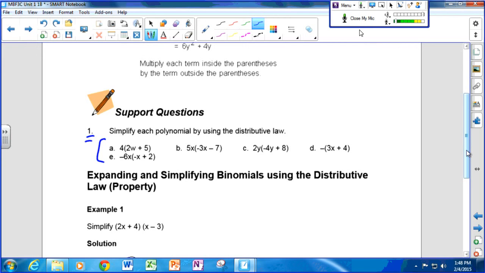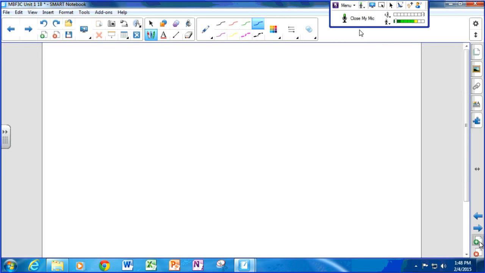So this is 1b here, so it's 5x. Now I'm just going to make a blank page. You can still look at your handout here. So this is support question 1, sub question B. I think that's the one. So it's 5x times negative 3x minus 7. Okay. Now that's a good one.